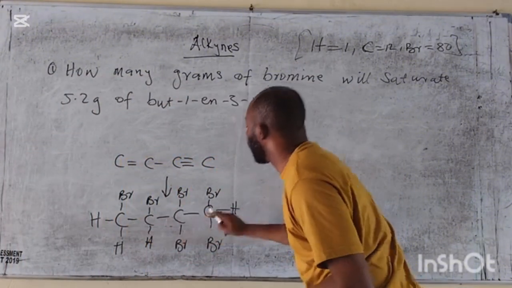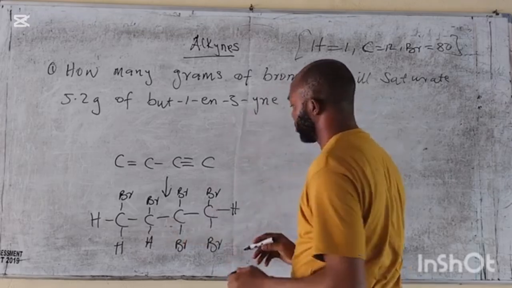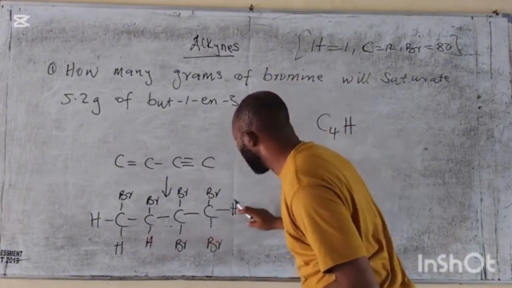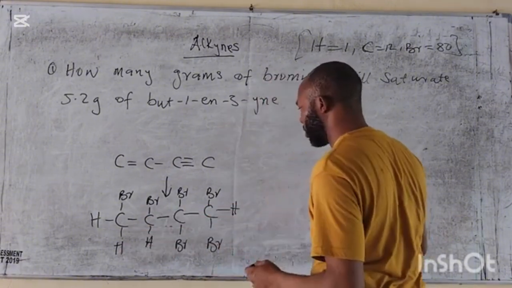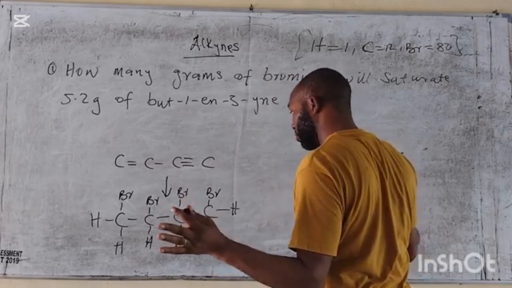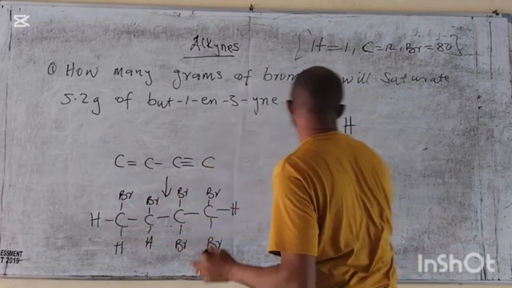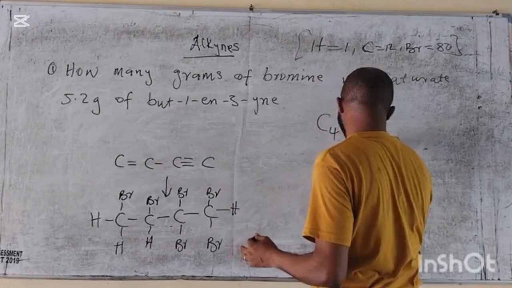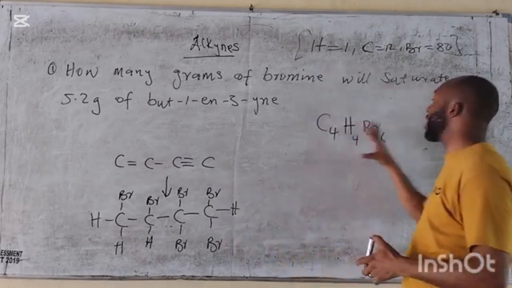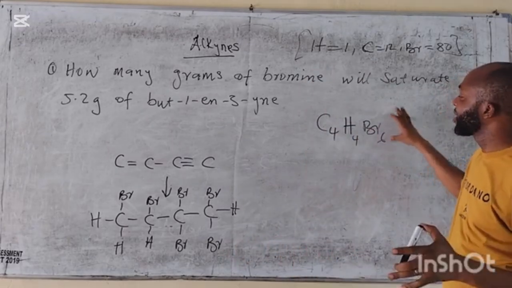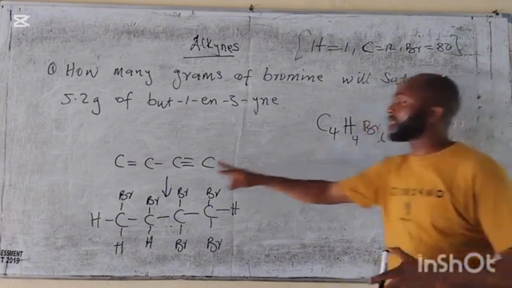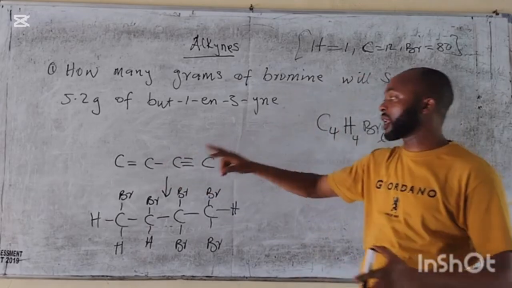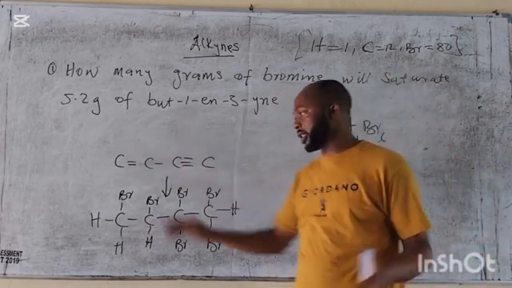I have 1, 2, 3, 4, C4. How many hydrogen do I have? 1, 2, 3, 4. Is it 4? Yes, sir. H4. Br6. This is what I have. Now, these are the amount of bromine that will saturate this gap. In each bond, 2 bromine, another one, 2 bromine, another one, 2 bromine, 6 bromine.